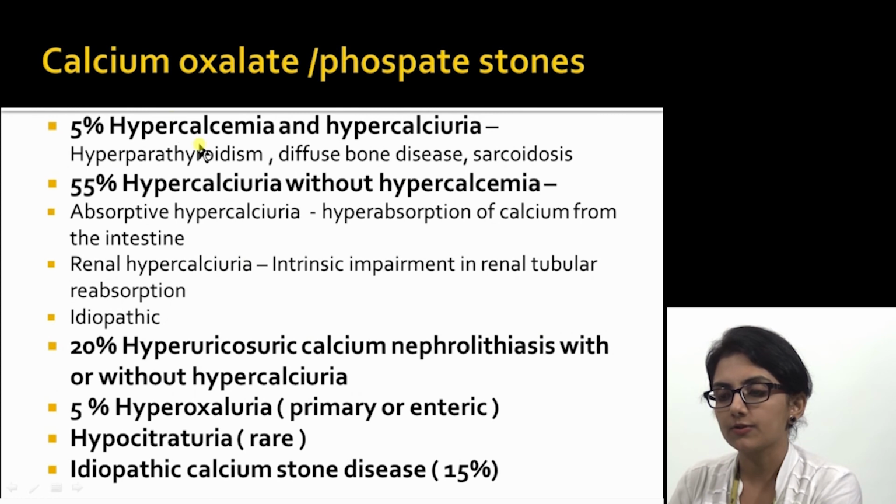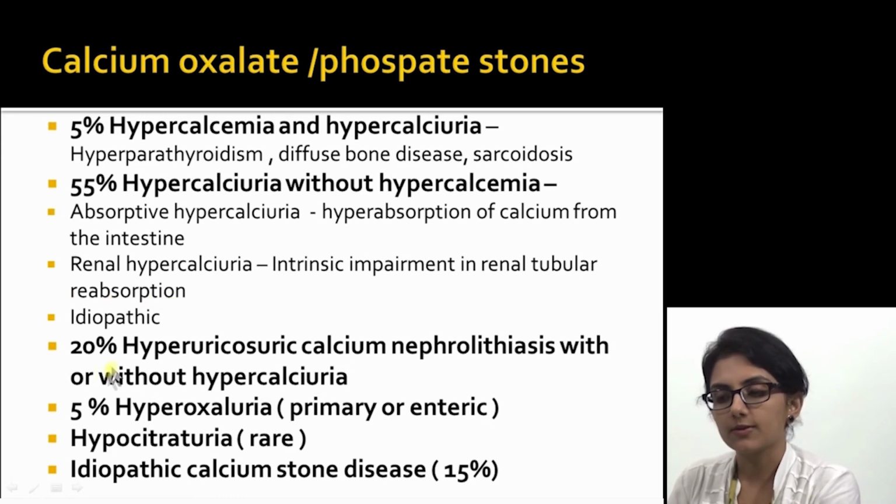So what are the conditions in which we can get calcium oxalate or phosphate stones? In 55% of patients, there may be evidence of hypercalciuria without hypercalcemia, meaning that the calcium levels in the blood would be normal. This can be of two types. It could be absorptive, because of hyperabsorption of calcium from the intestine, or it could be renal because of intrinsic impairment in renal tubular reabsorption of calcium, or of course it could be idiopathic.